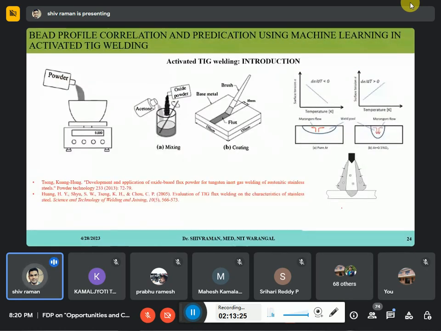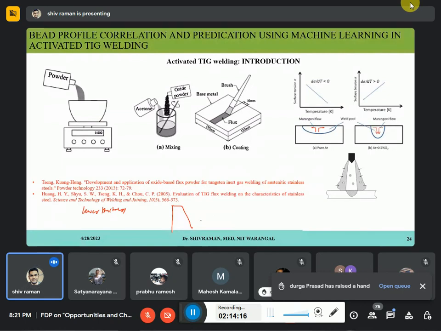The next work we have done is the prediction of weld profile in activated TIG welding. Before going into the detail of what we have done, let me explain how activated TIG welding works. In the TIG welding process, welding is performed by heat from the arc struck between the tungsten electrode and the base metal, and that heat results in the melting of the joint line, and melting and solidification result in joining of two metals. But TIG welding has lower productivity because it is limited to lower thickness. And if you want to join a higher thickness, let's say this is a higher thickness, then you want to join.